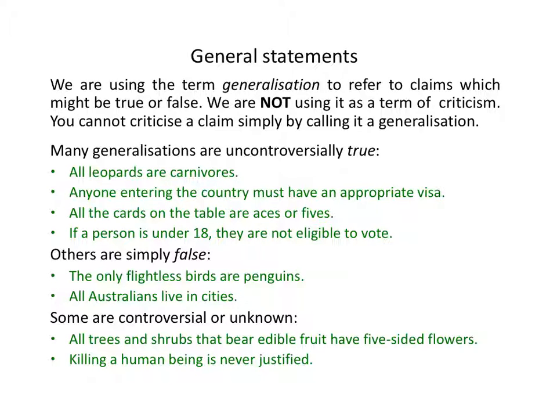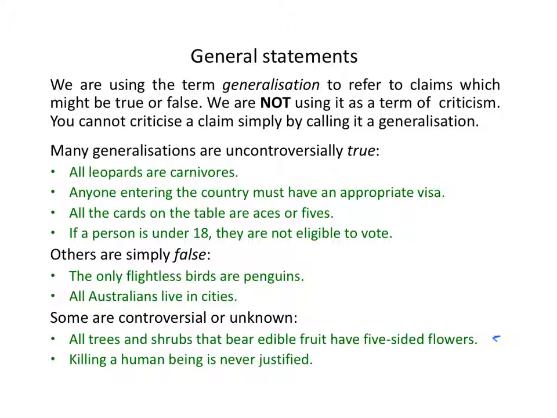Some are controversial. This one, all trees and shrubs that bear edible fruit have five-sided flowers. I read that in a book recently. No idea whether that's true or false. I'd have to do more research to find out. Killing a human being is never justified. Well, you will find ethicists and philosophers and ordinary people who dispute that claim that killing a human being is never justified. Never justified under any circumstances. Some people think, well, there are situations where killing is justified.